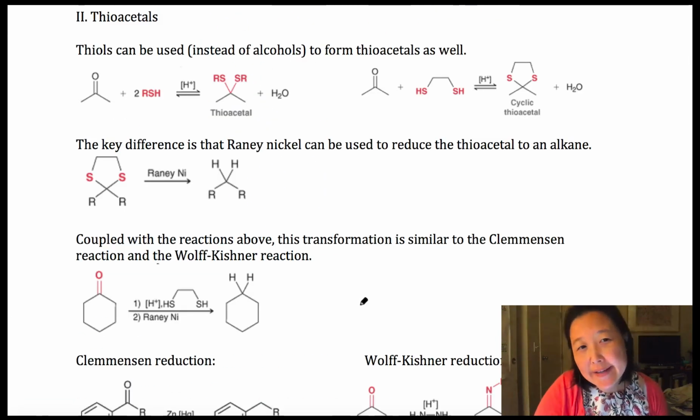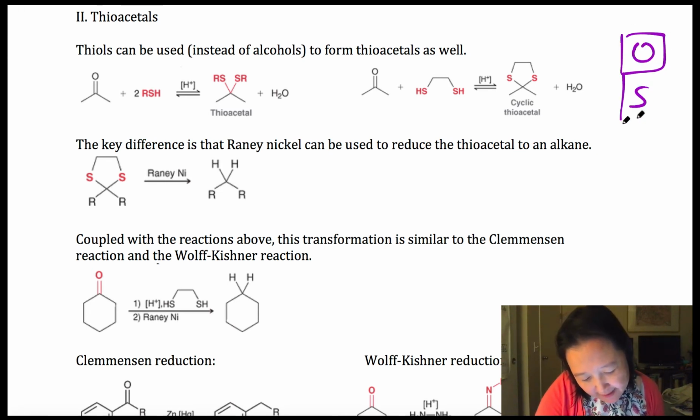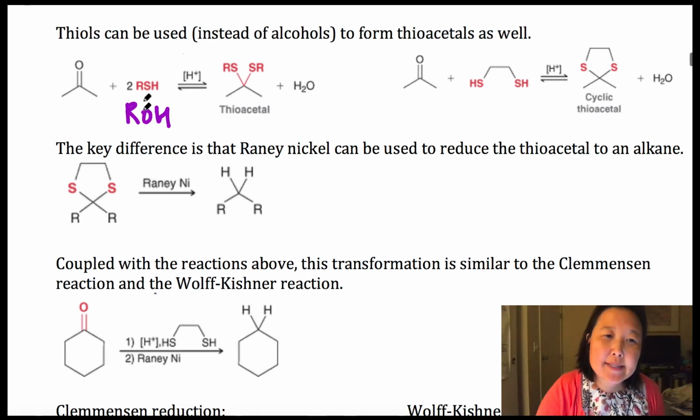All right, the next part is very similar. You guys know from the periodic table that oxygen is above sulfur, and so they have a very similar reactivity. Okay, so you can picture we've done reactions with alcohol. So just replace the O with an S, and now you have a thiol instead of an alcohol. But it works the same way.